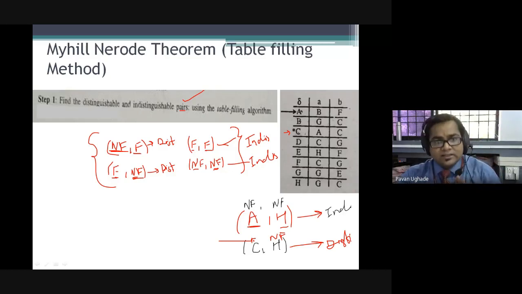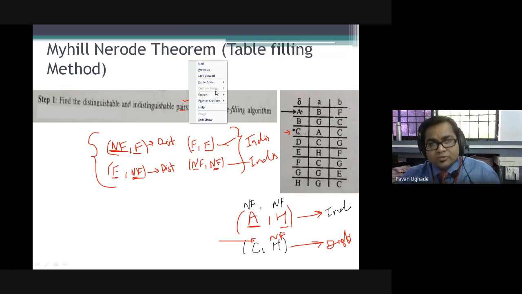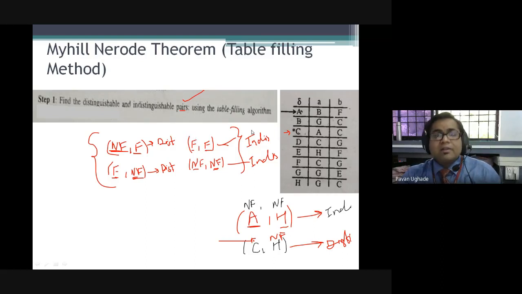non-final set. That's it. If there is a pair of the combination of non-final or final, which makes this combination of the same category, we will be calling them indistinguishable. If the combination of that pair is of different category, then we will be calling them distinguishable.